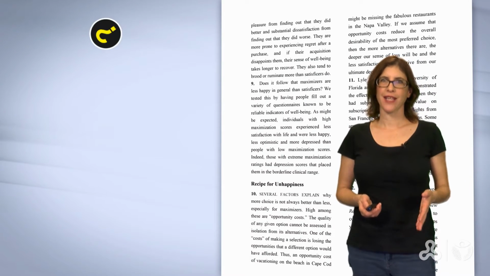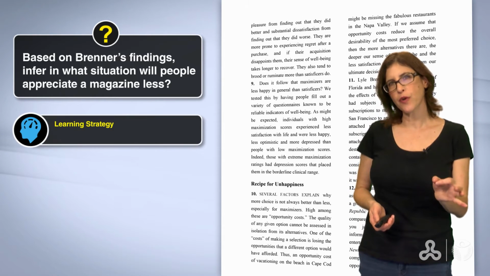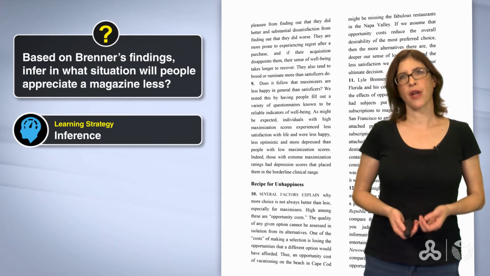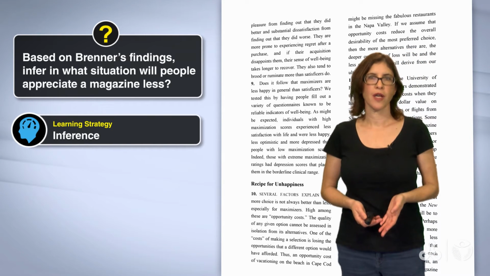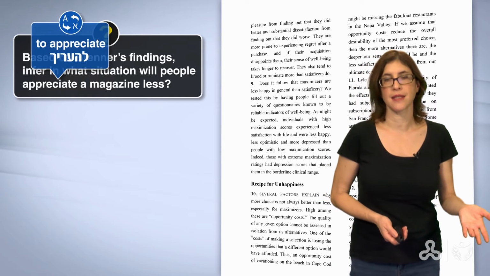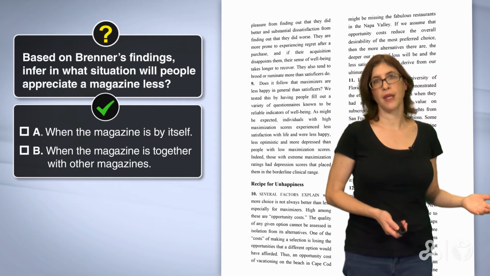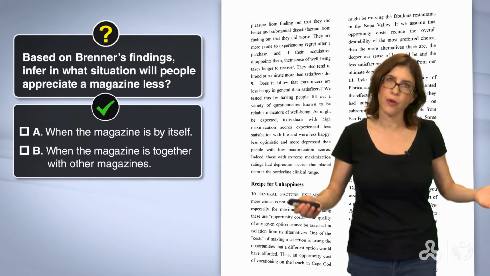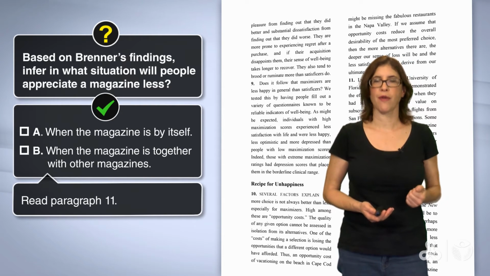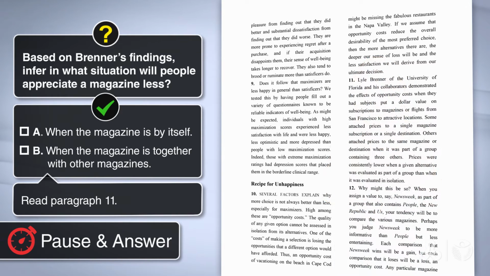So, our next question is about the findings. And you need to infer a bit here. Based on Brenner's findings, infer in what situation will people appreciate a magazine less. A, when the magazine is by itself, or B, when the magazine is together with other magazines. Read paragraph 11, press pause, and come back when you're ready.